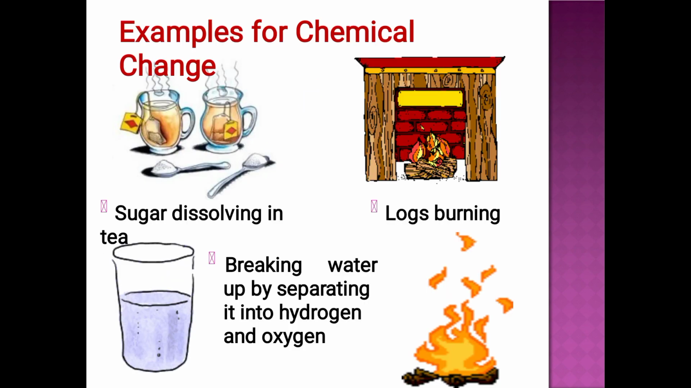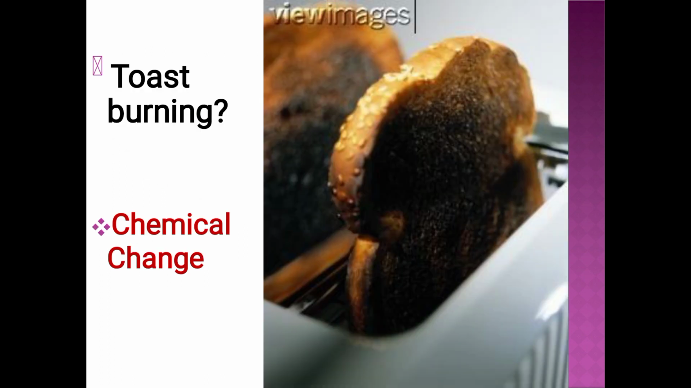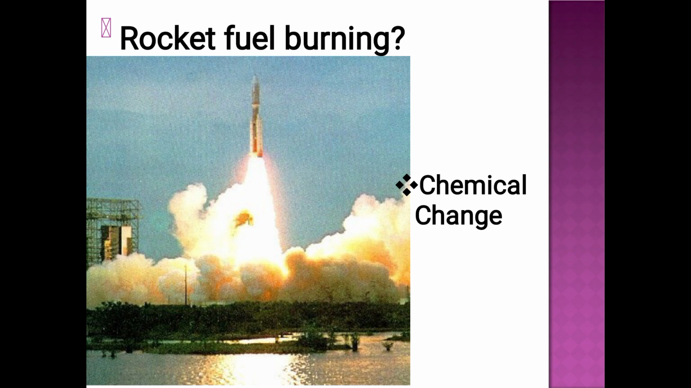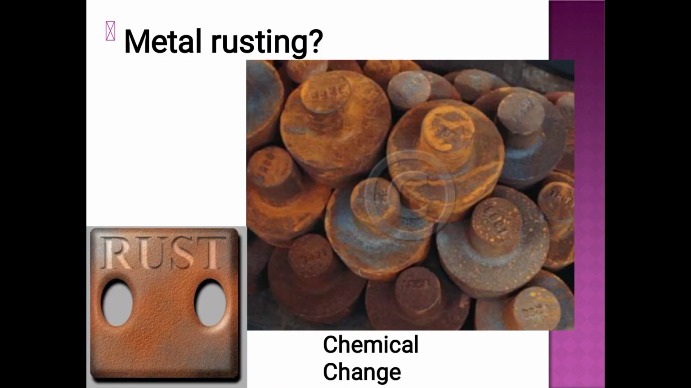Some examples of chemical changes are as follows. When you dissolve sugar in tea, it is a chemical change. Burning of logs is a chemical change. Breaking water up by separating it into hydrogen and oxygen. You can separate hydrogen and oxygen from the water by passing electricity through it. Toast burning is a chemical change. Rocket fuel burning is a chemical change. Rusting of iron is a chemical change. Formation of salt from an acid and base is a chemical change. Metal rusting.